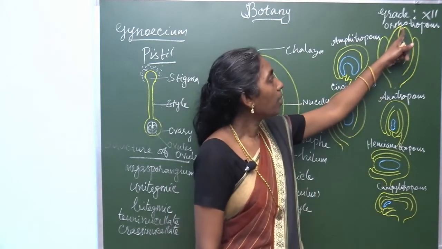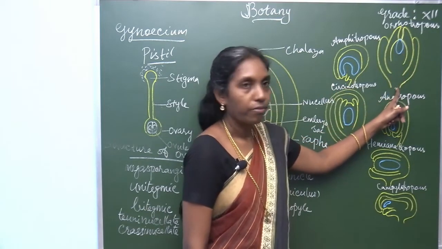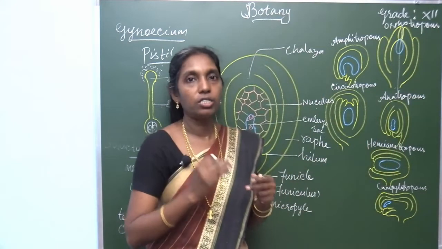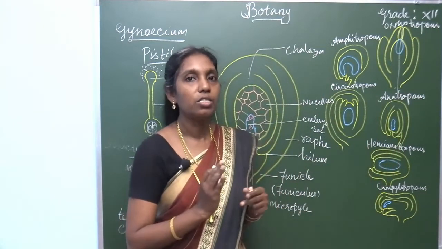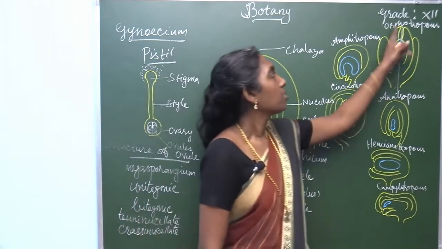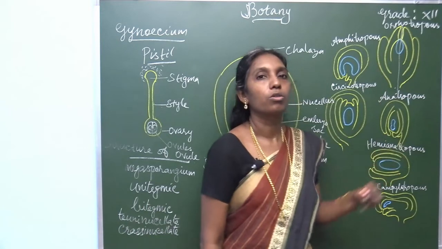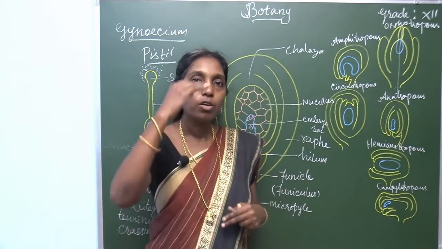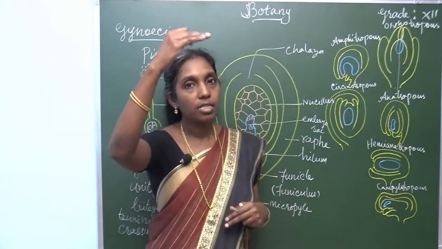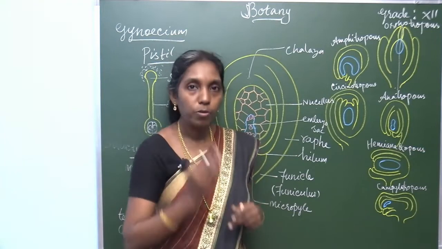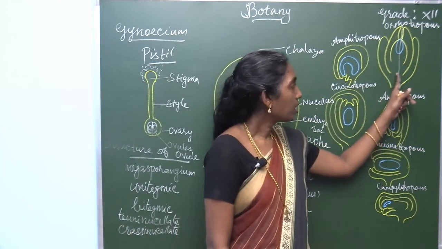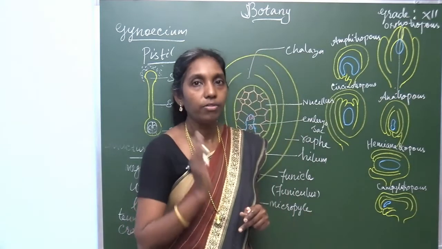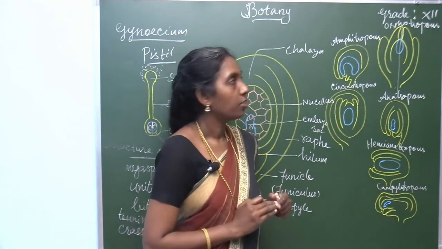The micropyle, chalasa and the stalk, the funicle, are positioned or arranged in a straight or vertical position. So, this type of arrangement is called orthotropous ovule. In the orthotropous ovule, the micropylar region is at the distal end of the ovule, and the micropyle, chalasa and funicle lie as a straight, vertical line.